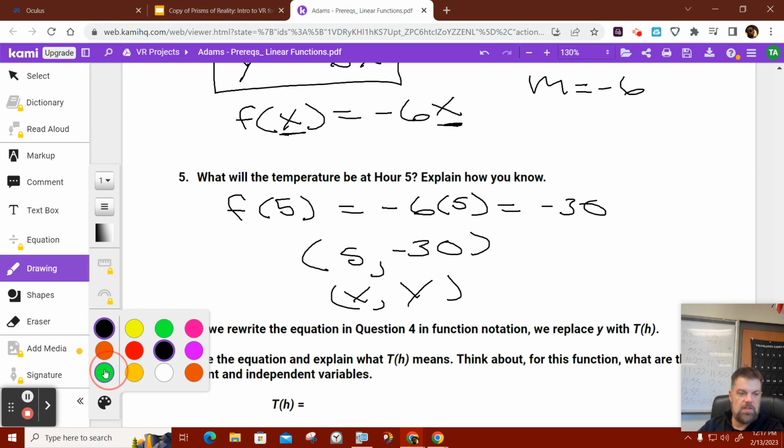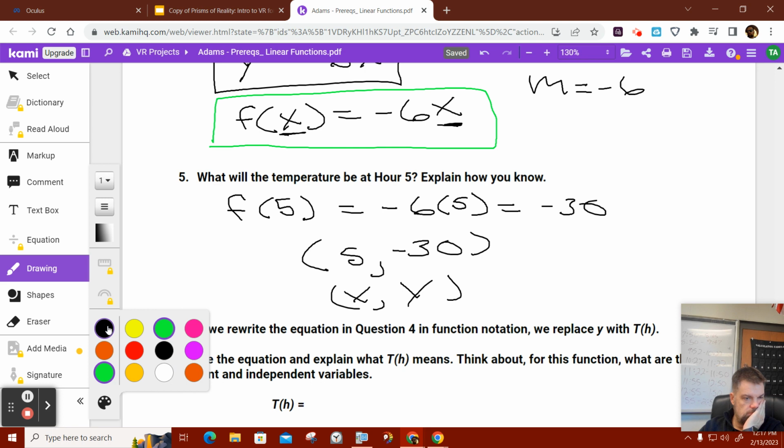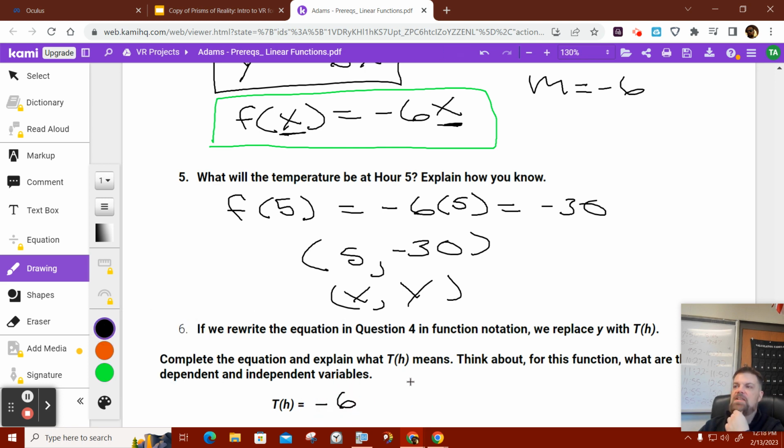And I'll let you in on a clue. It's got to look sort of like this. So, T of H is equal to... negative 6. Not X. You're close. Or negative 6H. Very good. Negative 6H.